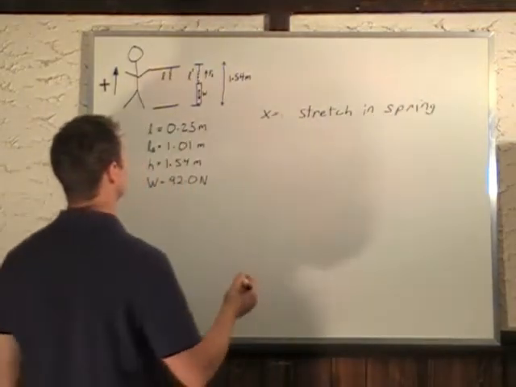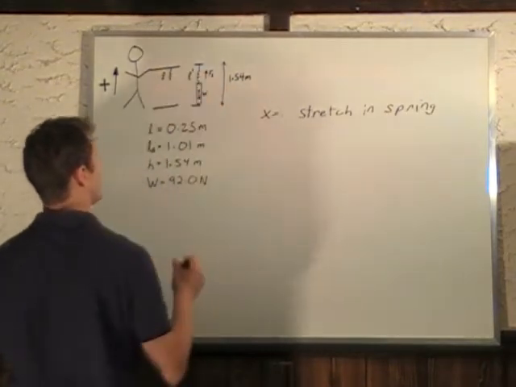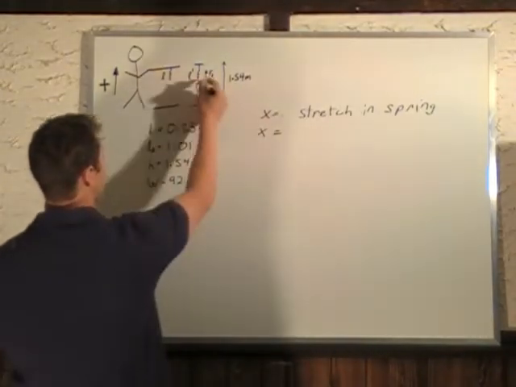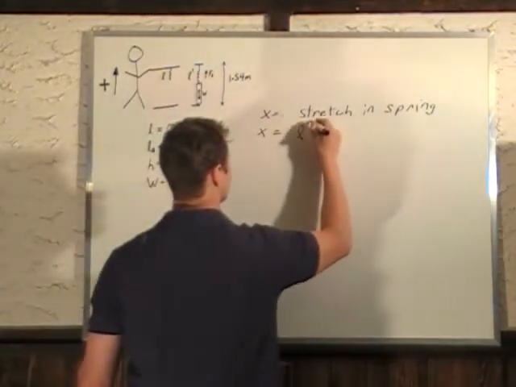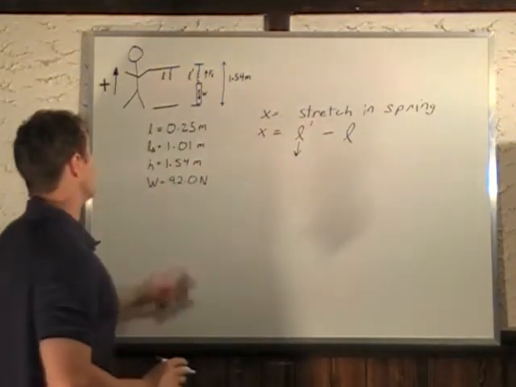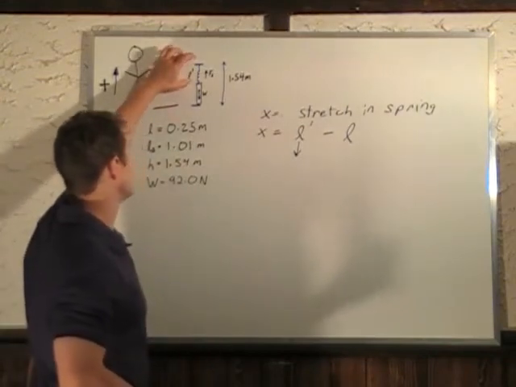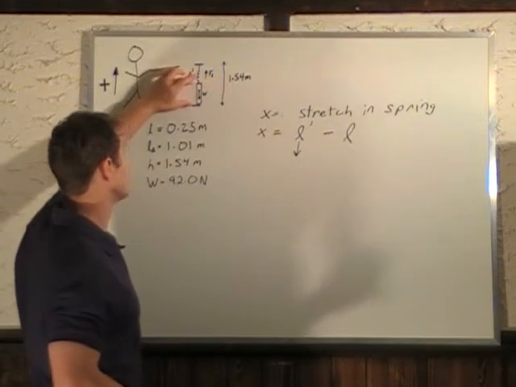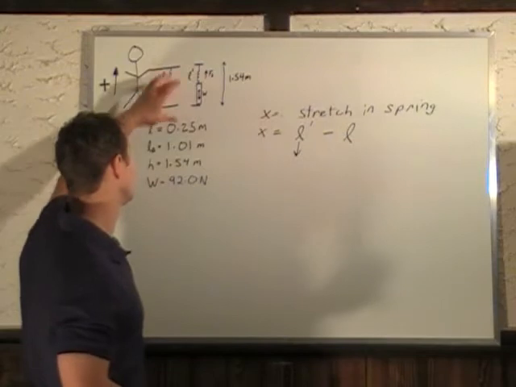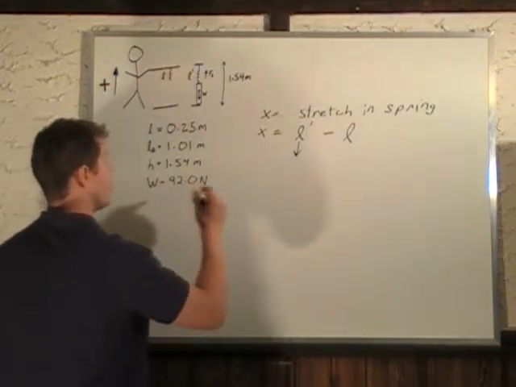Okay, so we can see that our stretch in the spring is going to be this distance from L to L prime. So X is going to be equal to basically L prime minus L. Okay, what is L prime? If this is L prime here, it's going to be 1.54 minus the length of that board. So we're actually not given the L prime, we have to calculate it from the total distance minus the length of the board.